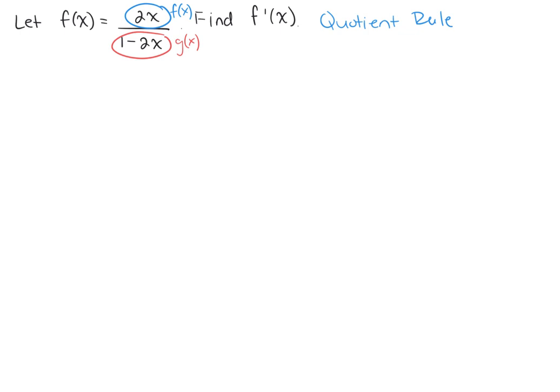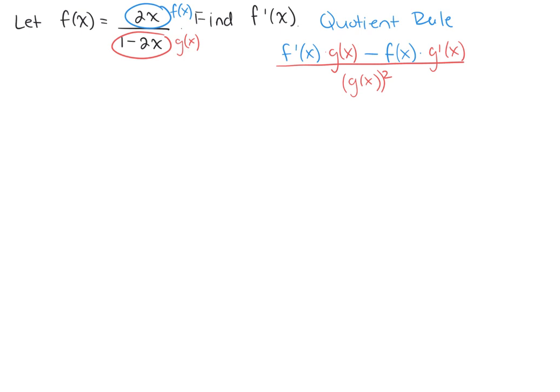Then the quotient rule says what we're going to do to take the derivative is we're going to take the derivative of the numerator, multiply it by the denominator, and then subtract that from the numerator times the derivative of the denominator, and we're going to divide that whole thing by the square of the denominator. Okay? All right, so let's do that.